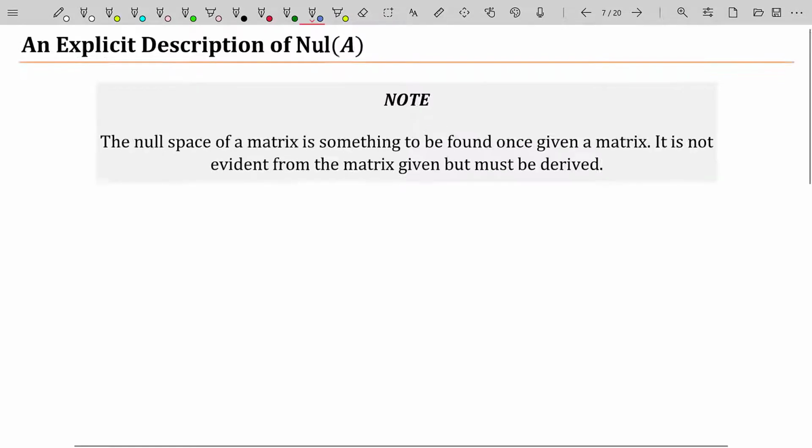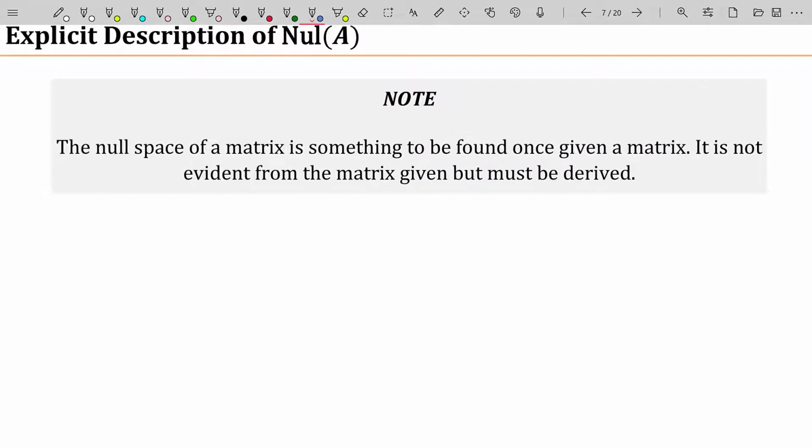Now, the note that I have here is very, very important. The null space of a matrix is something to be found once you have been given a matrix. It's not going to be evident from the matrix itself, so you have to actually derive it. Somebody will hand you a matrix. They'll say, hey, I need to know what is the null space of this matrix. You can't just look at the matrix and say, oh, here are all the vectors that are in the null space of your matrix. You have a little bit of work in front of you.